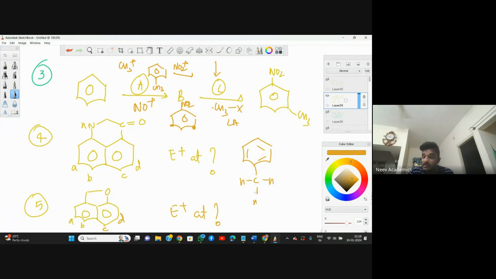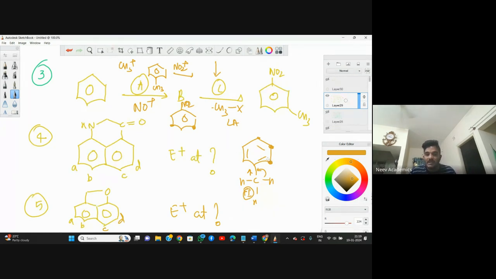Hyperconjugation is also another option. Hyperconjugation means the sigma and pi electrons can be donated, so it will be giving electron density over here. Over here, plus I is also there. This position is electron releasing compared to the others, and the inductive effect is actually distance dependent, right?